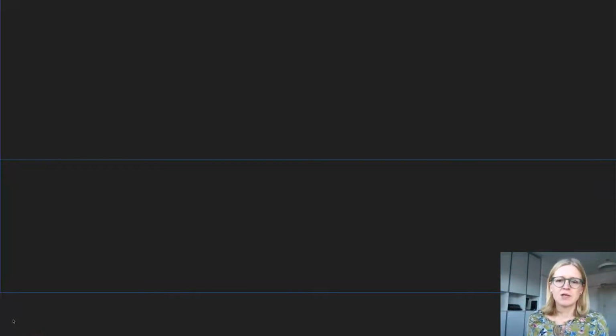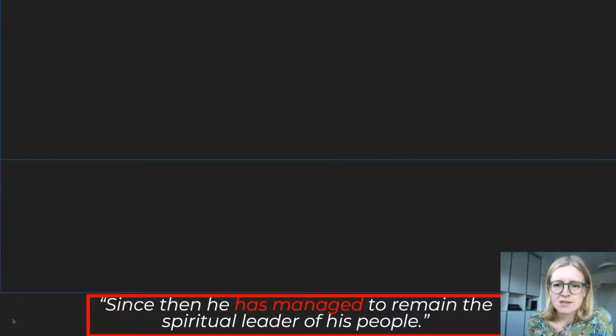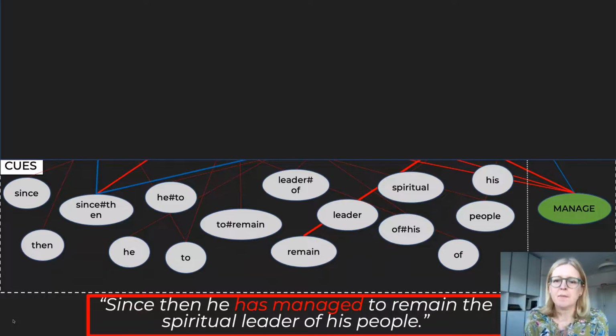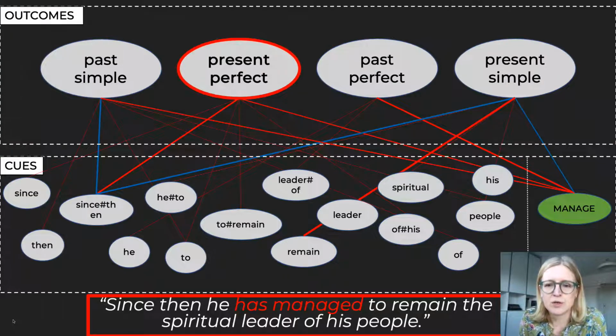So as I said, the model then gradually learns to associate these cues with specific tense aspect combinations, which are our outcomes. Let's have a look at the sentence. Since then, he has managed to remain the spiritual leader of his people, extracted from the British National Corpus. What would be the cues and what would be the outcomes? So the n-grams we just talked about, they are the cues, as is the lexeme managed in green here on the right. We thought it would be unfair on the model to have to predict what the speaker is going to say, rather than only how they're going to say it, which tense aspect combination they're going to select. So these are our cues, and then at the top, the tense aspect labels, those are the outcomes.